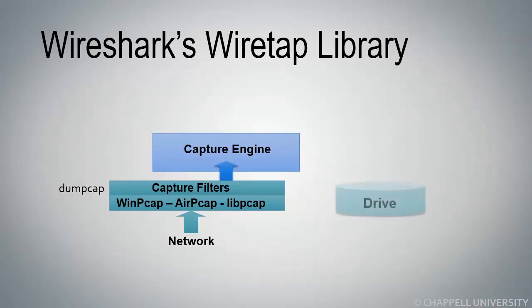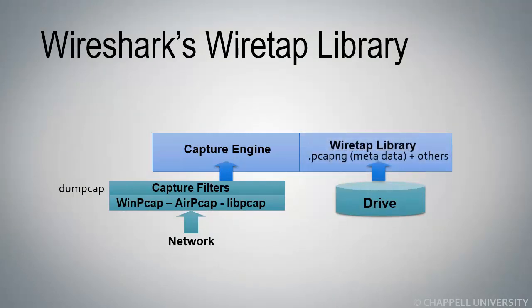When we're opening an existing trace file from a drive, it's a little bit different. This is when we go through the Wiretap library. The Wiretap library in Wireshark recognizes so many different trace file formats that if someone handed you a trace file and Wireshark didn't recognize the format, you'd really want to question what they used to capture the trace file.